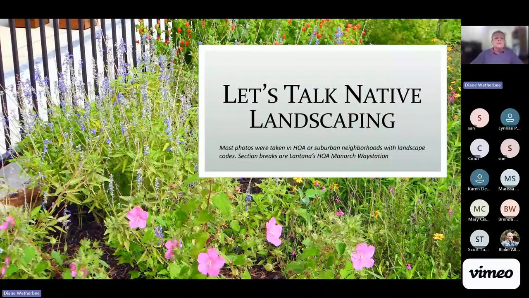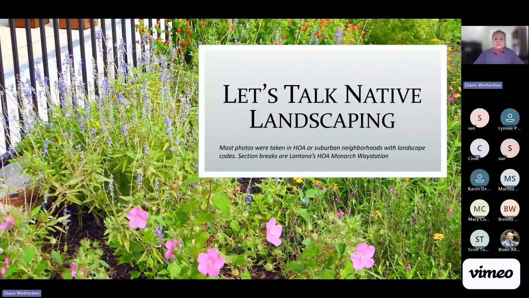What I want you to know is that all of the pictures in this presentation, or almost all of them, were taken either in an HOA neighborhood, mostly mine. I live in Lantana, which has a really strong HOA, or else in suburban neighborhoods in the surrounding area, and all of them have some sort of landscape codes. So I just want to show you that it can be done.